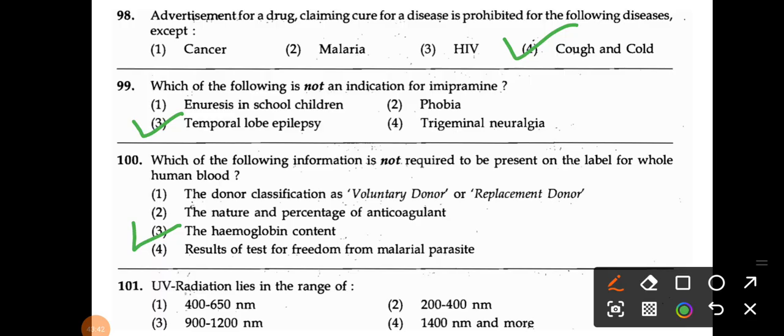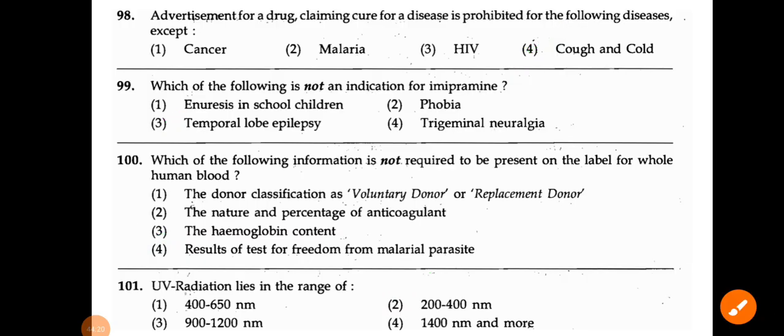UV radiation lies in the range of, what is the next question? Simply they are asking the UV range: 400 to 650 nanometer, 200 to 400 nanometer, 900 to 1200 nanometer, and 1400 nanometer and more. So what is the correct answer here? As we know, that is 200 to 400 nanometer. Here they are asking only the UV range. If they are asking for the visible range, that is 400 to 800, and if they are asking for UV visible range, that is 200 to 800 nanometer.